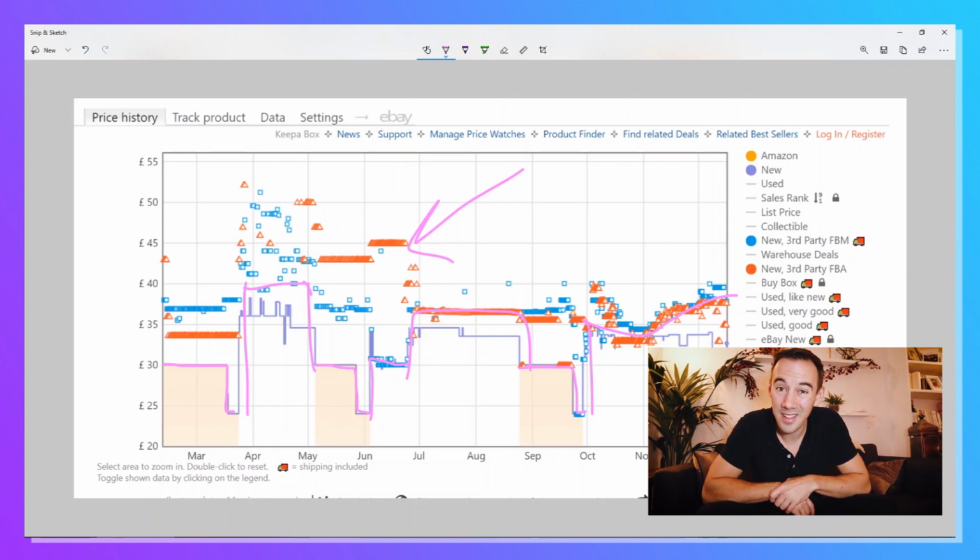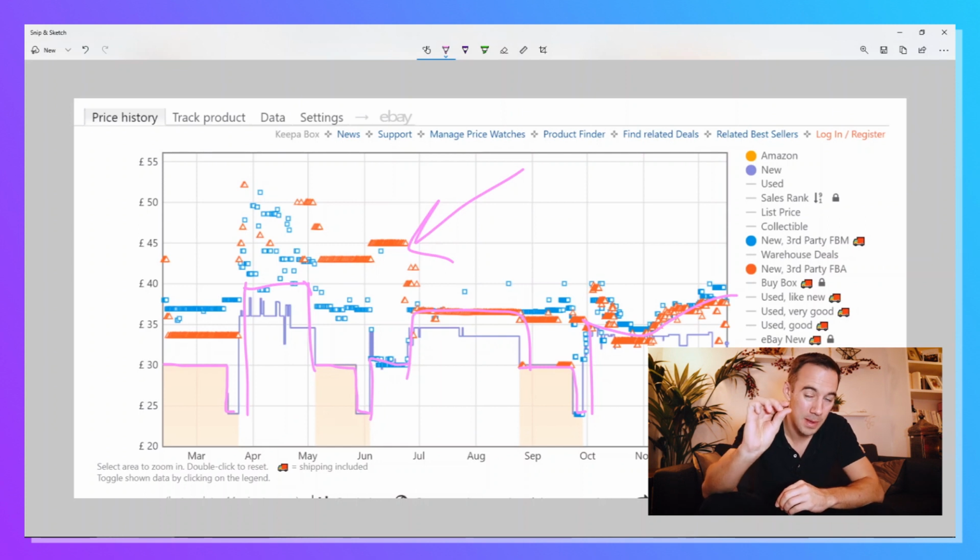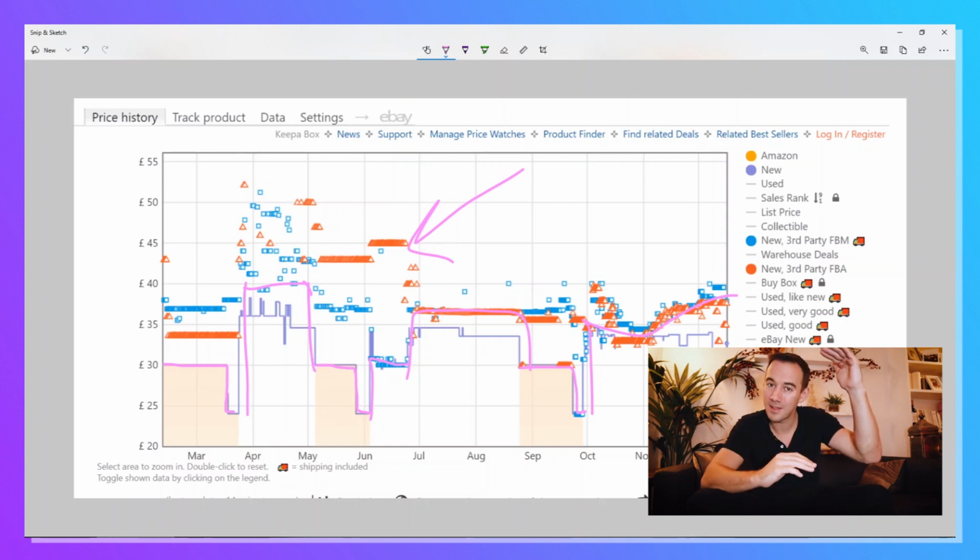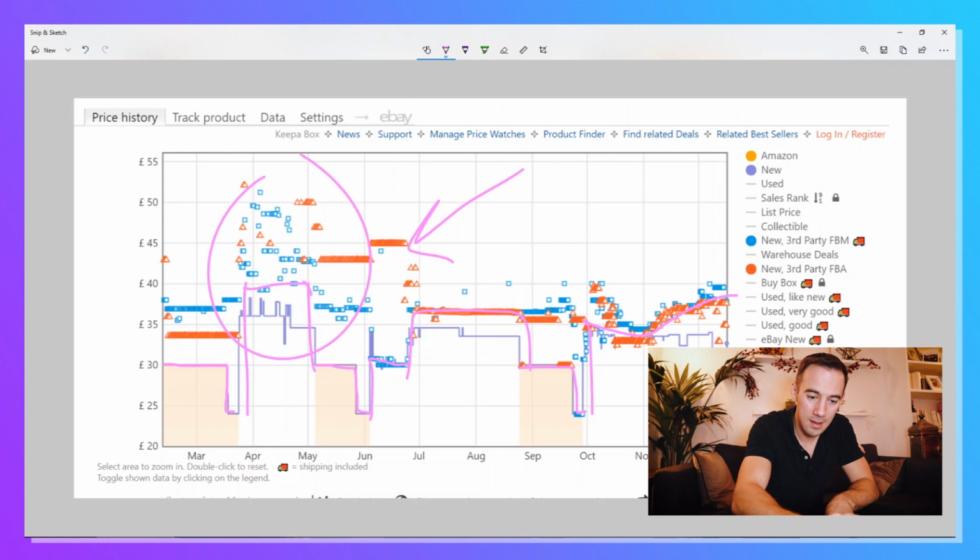That is what I think the buy box is going to be, because I'm looking at the FBM price, the FBA price, and the Amazon price, and I'm going to try to guess where the price would sit based on those three factors. Number one, generally FBA can be a little bit more expensive than FBM, but not massively. If they are massively different, i.e. here, then you're probably going to go with the FBM price.